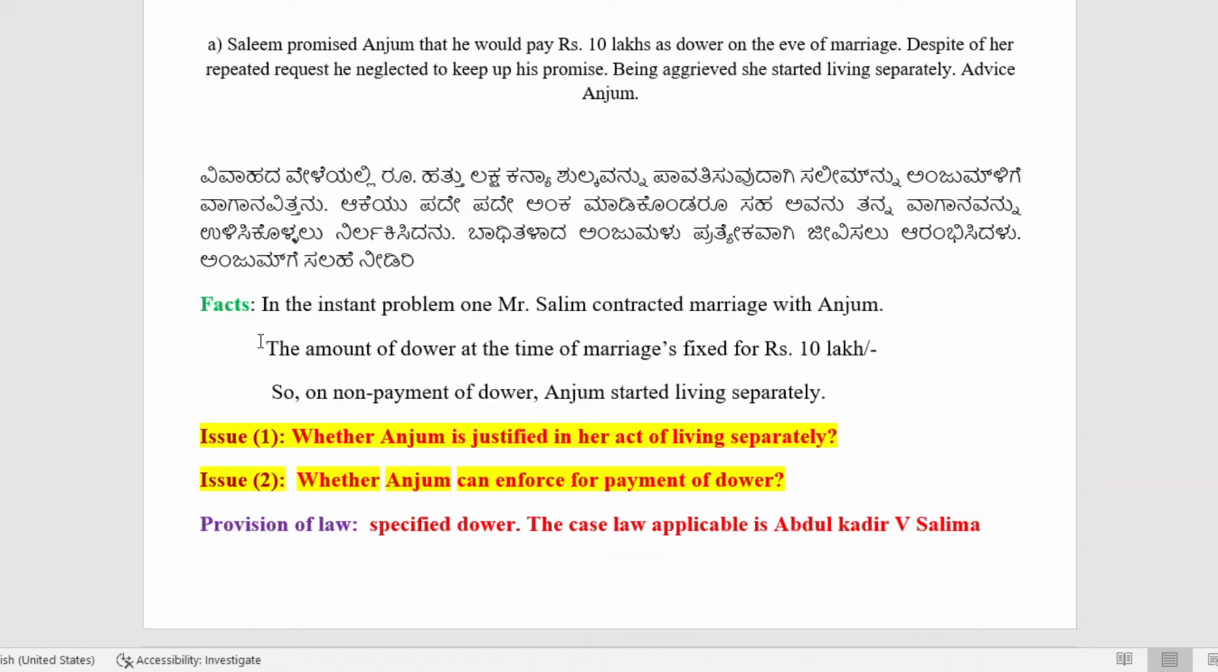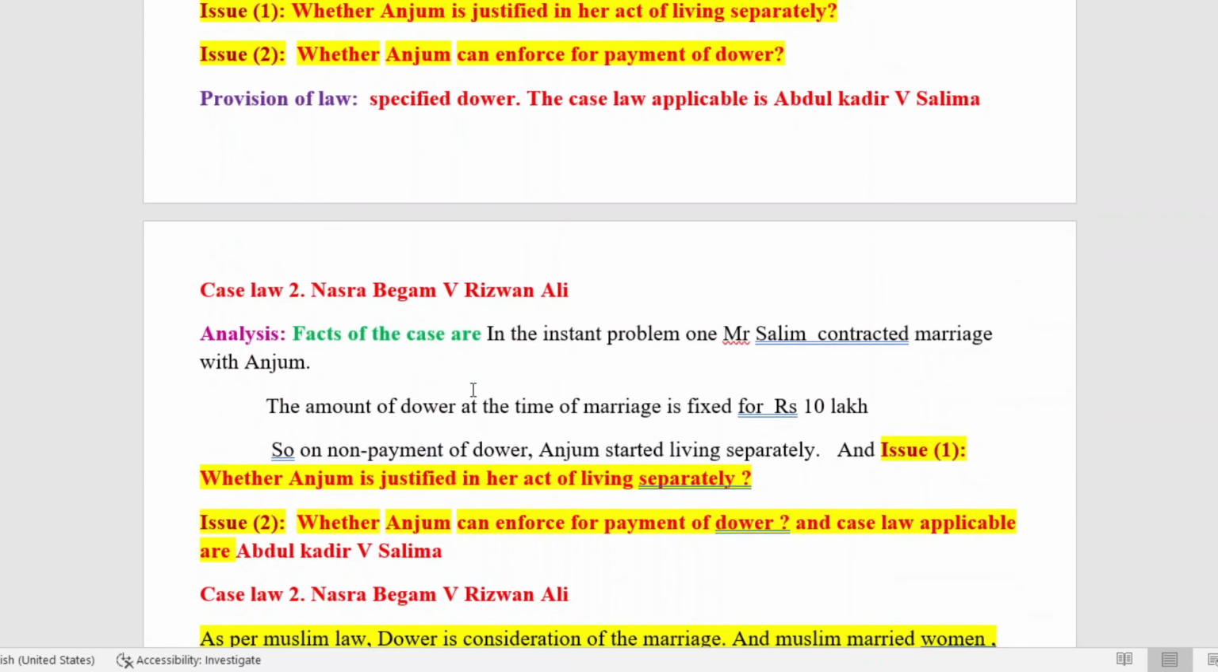So here, what is the issue with regard to Salim and Anjum? It is only with regard to the non-payment of the dower. So it is appropriate to highlight the case of Abdul Qadir versus Salima.